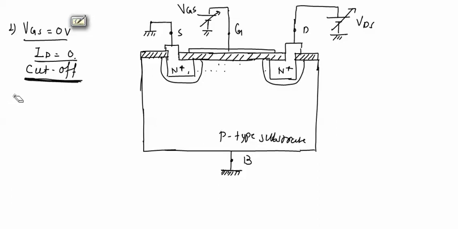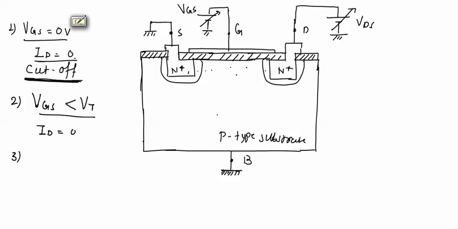Now in the second case, we will apply a positive VGS. This positive VGS will keep it less than threshold voltage VT. In the last case also we saw that threshold voltage VT is that voltage for which the inversion layer can form. So if applied VGS is less than VT, again there will be no inversion layer formed in this region. If there is no inversion layer, again drain current ID will be equal to 0. And again this MOSFET will be in cutoff.